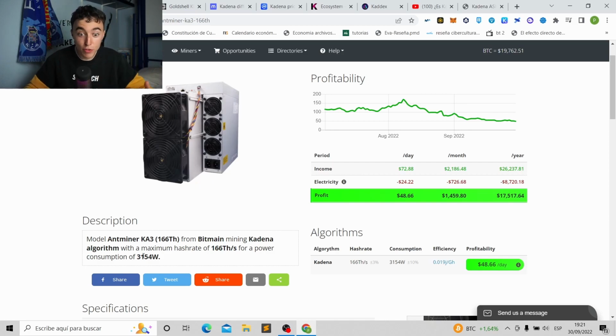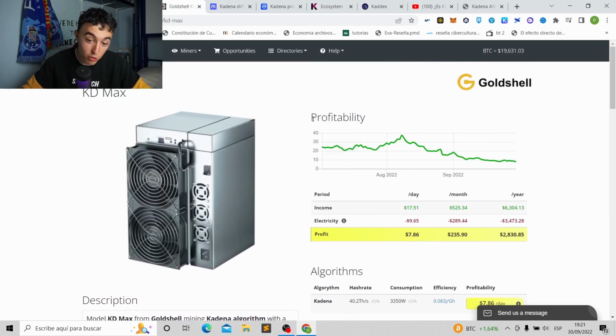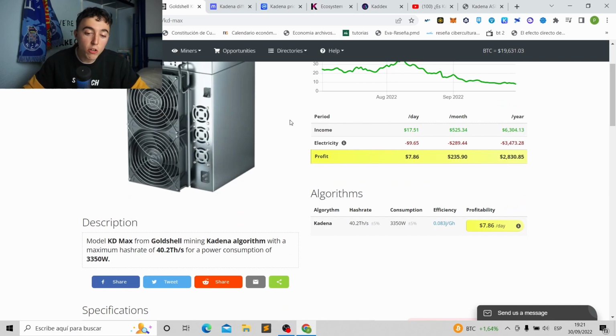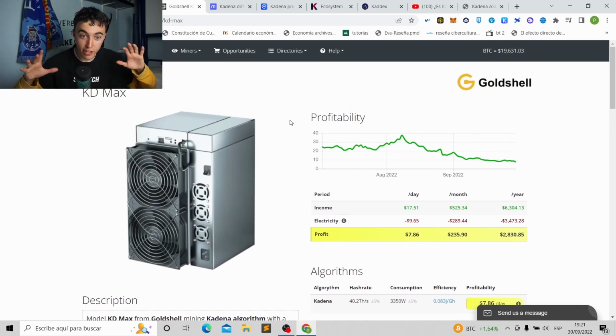What does it mean? It means, first of all, that Goldshell miners were not that good. Second, that there is a lot of room for improvement in the miners they were making. But most importantly, if you bought a KD Max, if you bought a KD Lite, all of the miners that used to be for Goldshell, I'm sorry to tell you this, but they are outdated. Right now, they are getting outdated. Like, literally, in this instant, this thing is outdated.